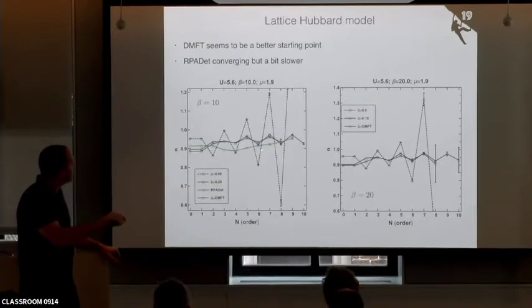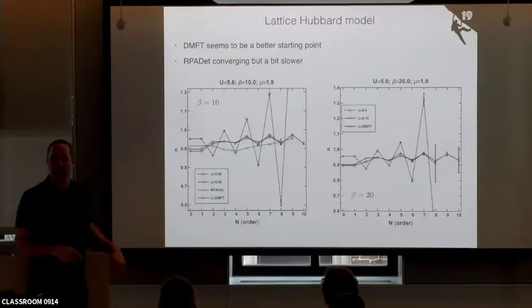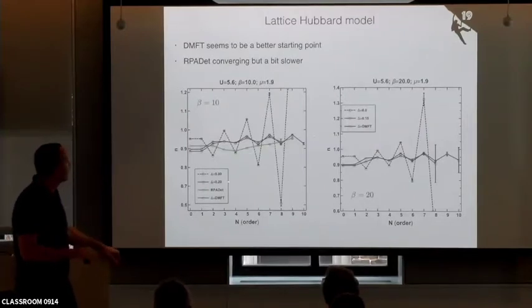And RPA-det has a different behavior. It doesn't have this oscillatory behavior. It seems like it's actually going again to the right value, but it would just take a couple more orders to get it. And then here on this plot, I also have, this is the violet one, the DMFT.